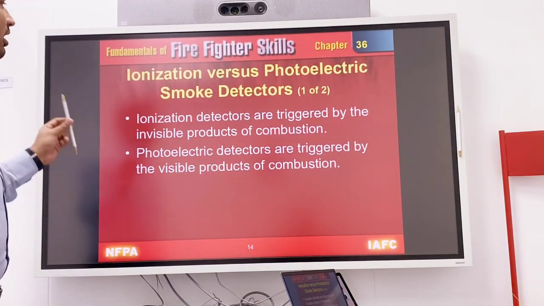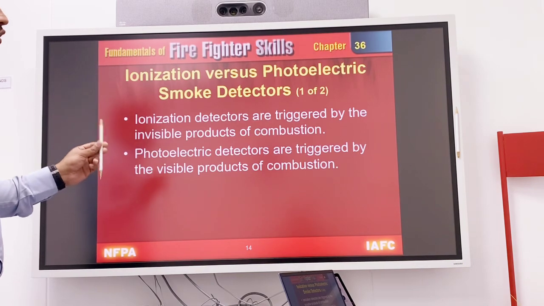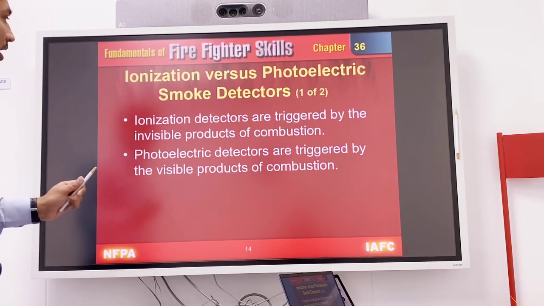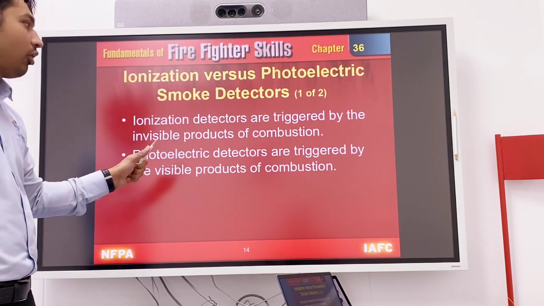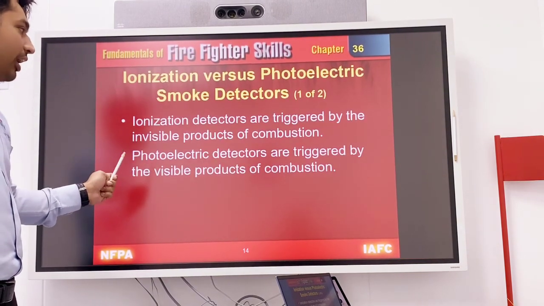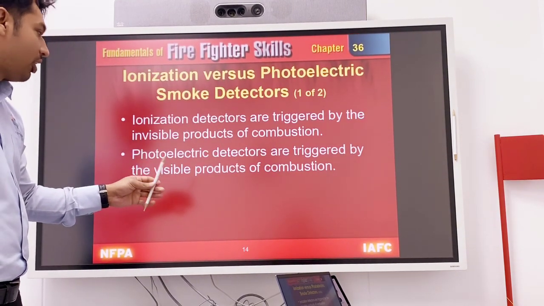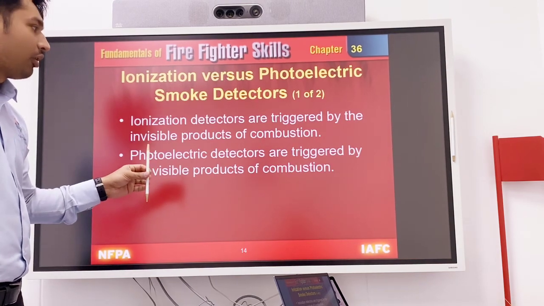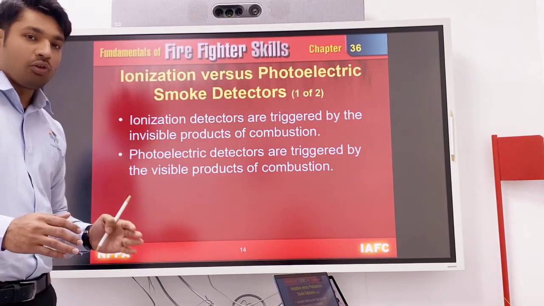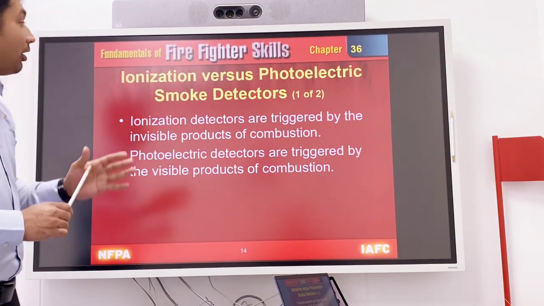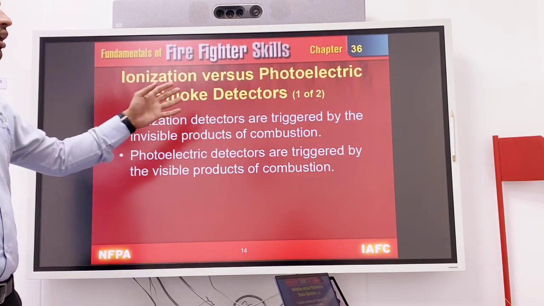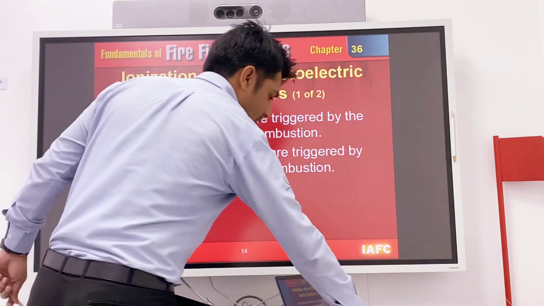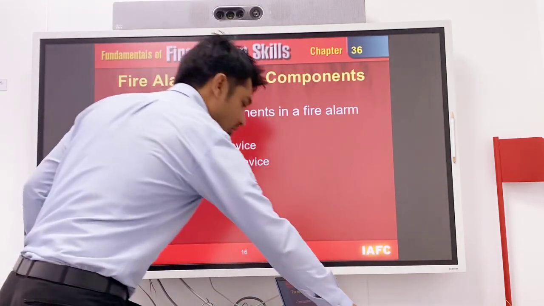The next one is ionization versus photoelectric smoke detectors. Ionization detectors are triggered by the invisible products of combustion. Photoelectric detectors are triggered by the visible products of combustion. Going to the next step, we have another smoke detector, the ionization type, which works with photoelectric sensors.